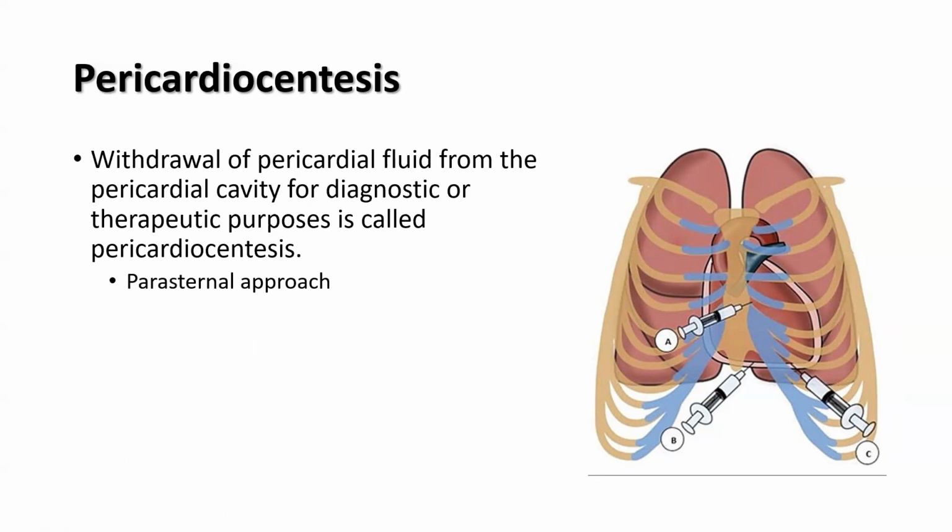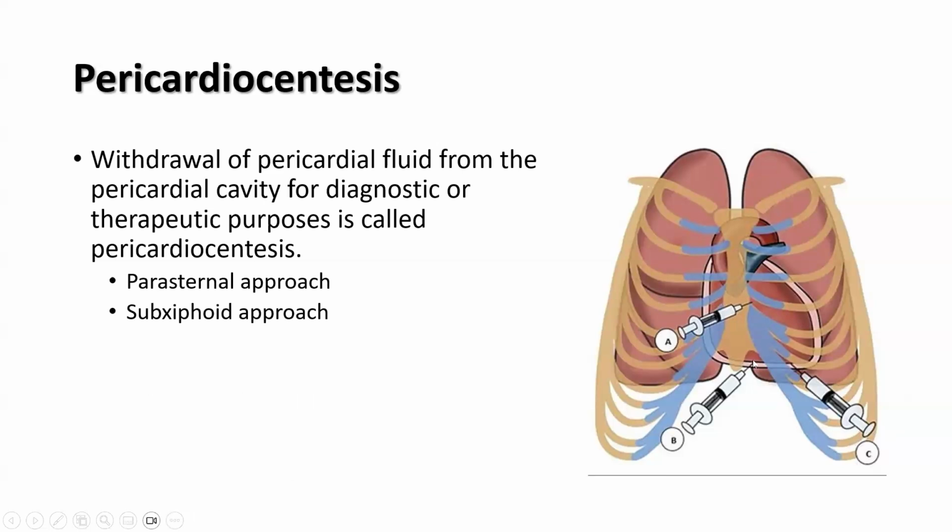Pericardiocentesis is done by three approaches. One is called the parasternal approach. This is the parasternal approach. In this case, a needle is inserted through the fifth intercostal space just above the upper border of the lower rib, 1 centimeter lateral to the lateral margin of the sternum, and the needle is inserted into the pericardial cavity to withdraw pericardial fluid. This is the parasternal approach.